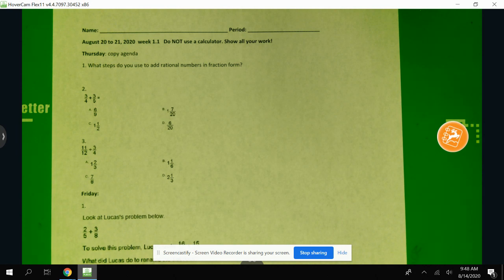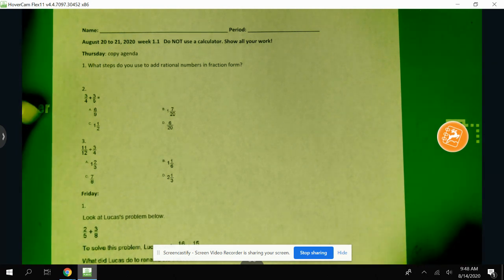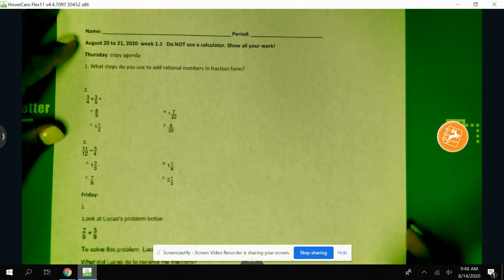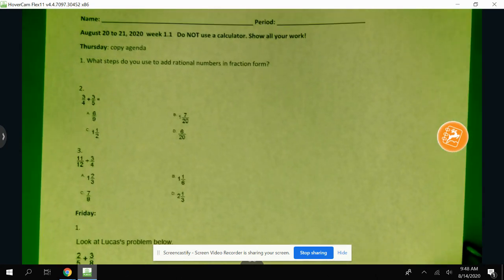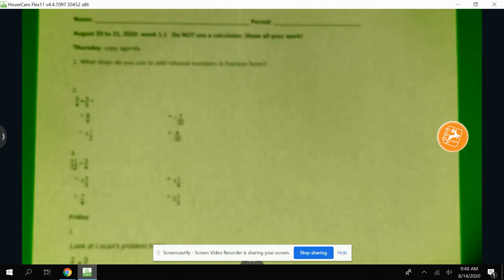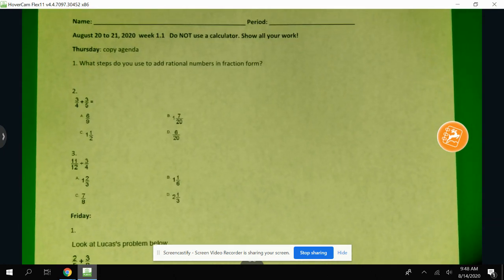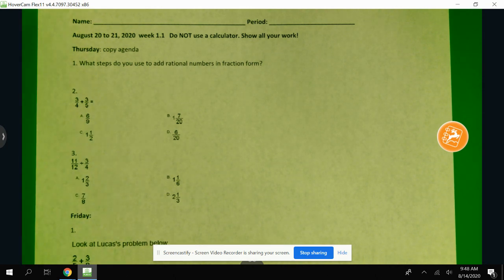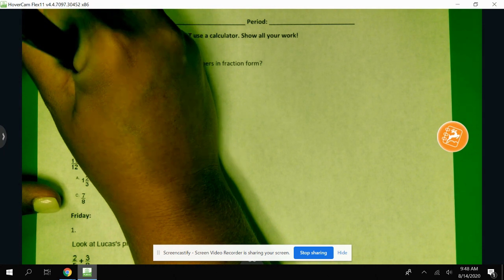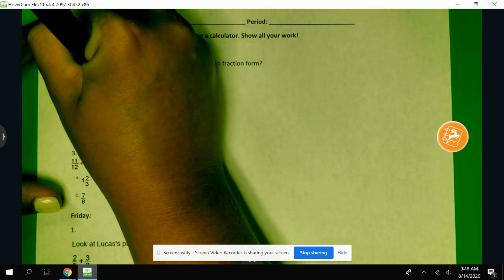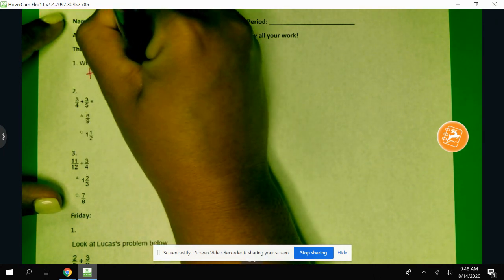Number one says, what steps do you use to add rational numbers in fraction form? In order to add rational numbers in fraction form, you have to do one thing before you can move on to anything else. So what is that one thing? You have to find a common denominator. Find a common denominator.